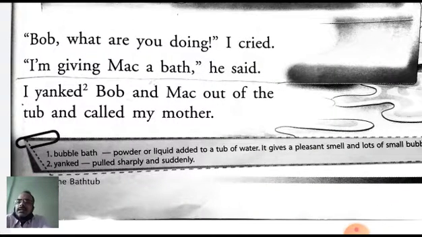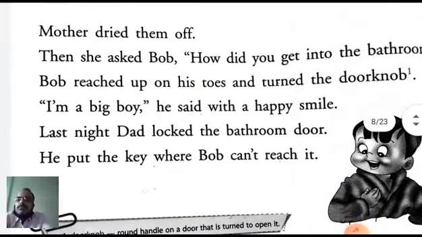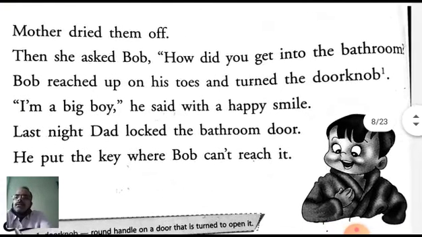"Bob, what are you doing?" I cried. "I am giving Mac a bath," he said. I yanked Bob and Mac out of the tub and called my mother. Mother dried them off. Then she asked Bob, "How did you get into the bathroom?" Bob reached up on his toes and turned the doorknob. "I am a big boy," he said with a happy smile. "Last night, Dad locked the bathroom door. He put the key where Bob can't reach it."